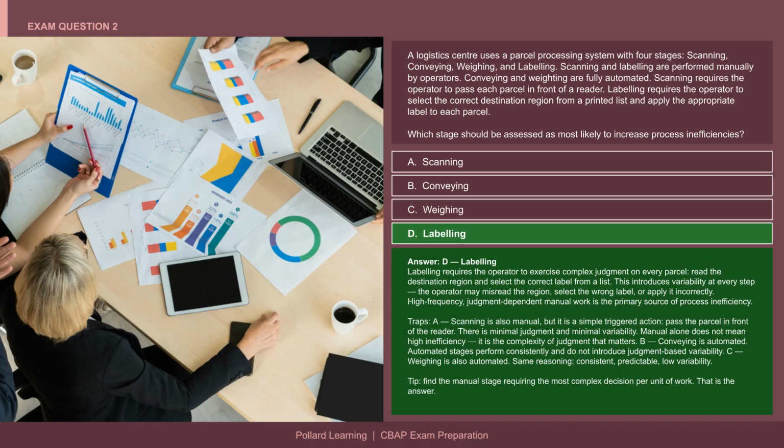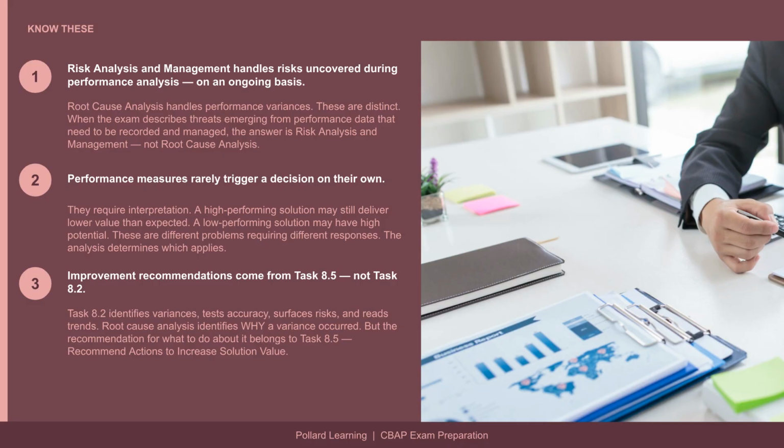Option A, scanning, is also manual, but it is a simple triggered action with minimal judgment and minimal variability. Option B and Option C, conveying and weighing, are automated stages that perform consistently and do not introduce judgment-based variability. Navigation tip: find the manual stage requiring the most complex decision per unit of work. That is the answer.